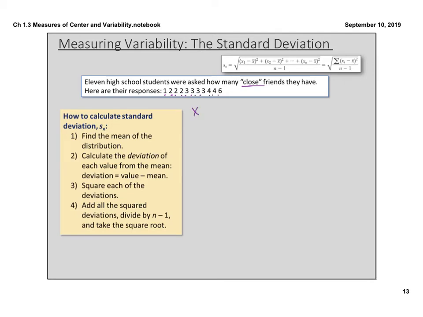So the first thing that I have to do is find the mean. That's step number 1. So go ahead and grab your calculator and find the mean of that data. 1 plus 2 plus 2 plus 2 plus 3 plus 3 plus 3 plus 3 plus 4 plus 4 plus 6. I get a sum of 33 there. So the sum divided by n, I get 33, and I know there's 11, so that means that my mean is 3.